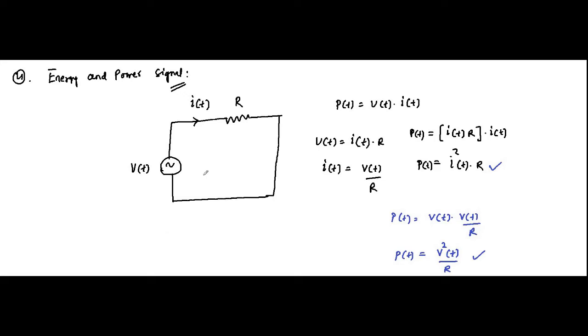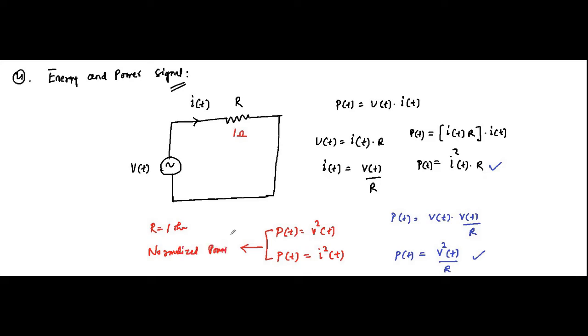When R is equal to 1 ohm, the value of this resistor is equal to 1 ohm, then p(t) will be equal to only v square t, and here p(t) will be equal to only i square t. Okay, and this value of power for R equals 1 ohm is called normalized power.